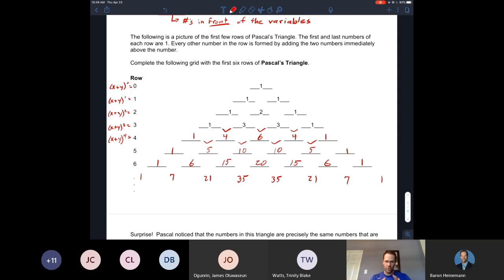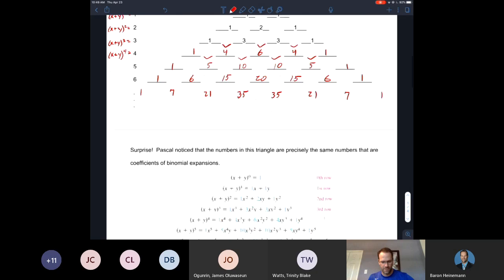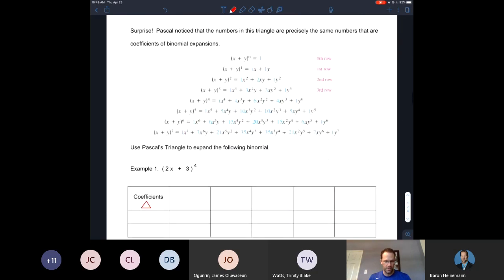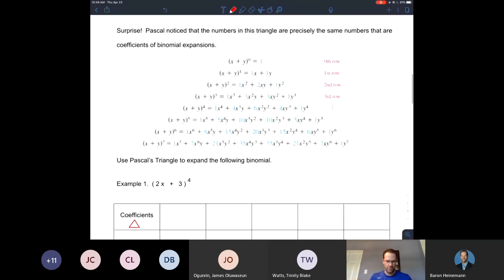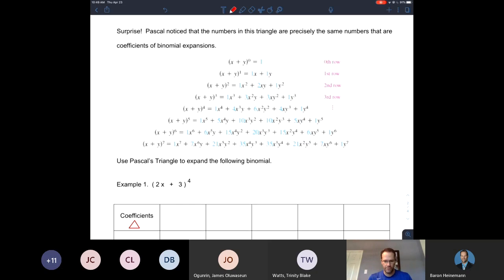This triangle is shown in a pretty nice, succinct way, I think, on the next page. So here we go. It says, surprise, Pascal noticed that the numbers in this triangle are precisely the same numbers that are the coefficients of binomial expansions. Can you guys see this okay with the blue?